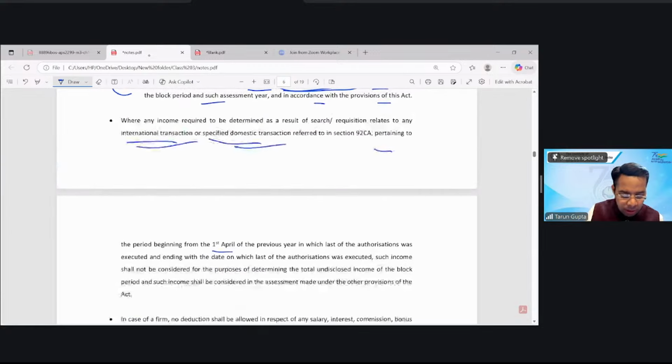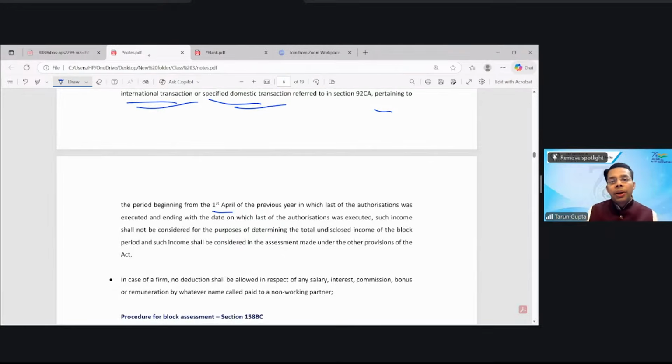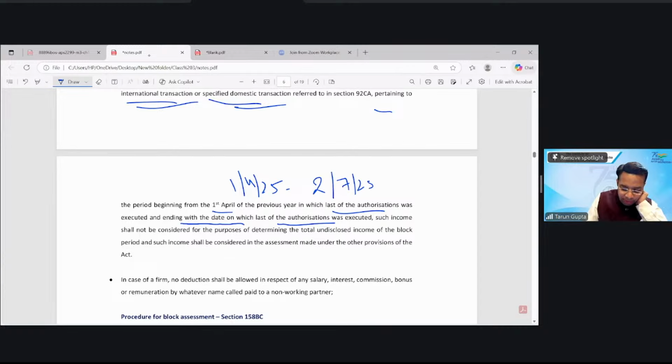So it says where any income required to be determined as a result of search relates to international transaction or SDT, pertaining to which period? The period from the 1st April of the previous year in which the last of the authorization was executed and ending with the date on which the last of the authorization was executed. In our example, 1st April 25 to 2nd July 25.